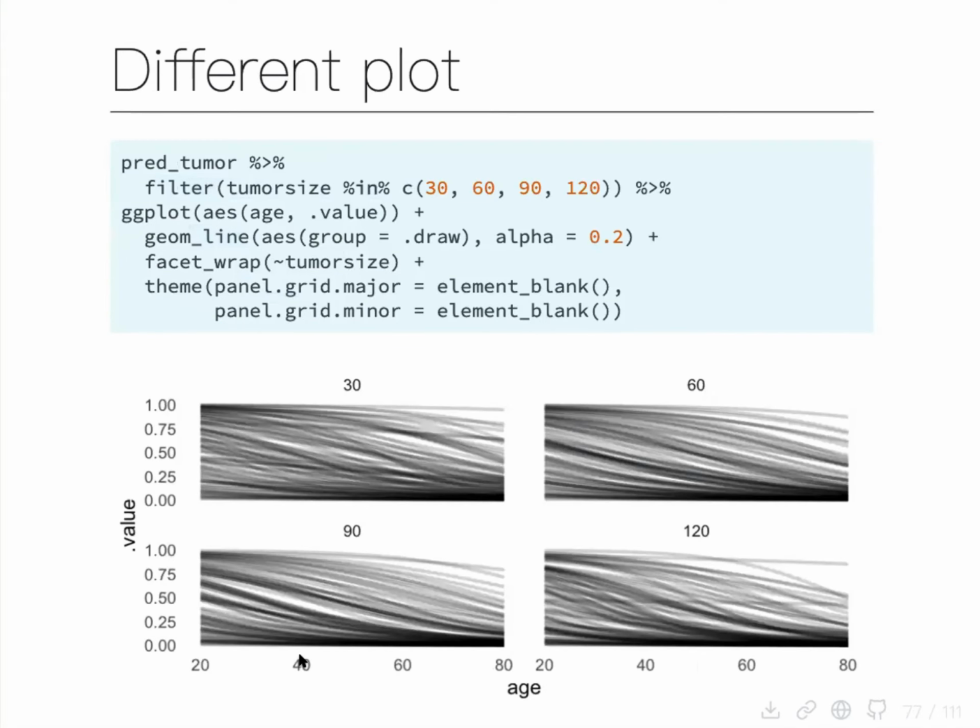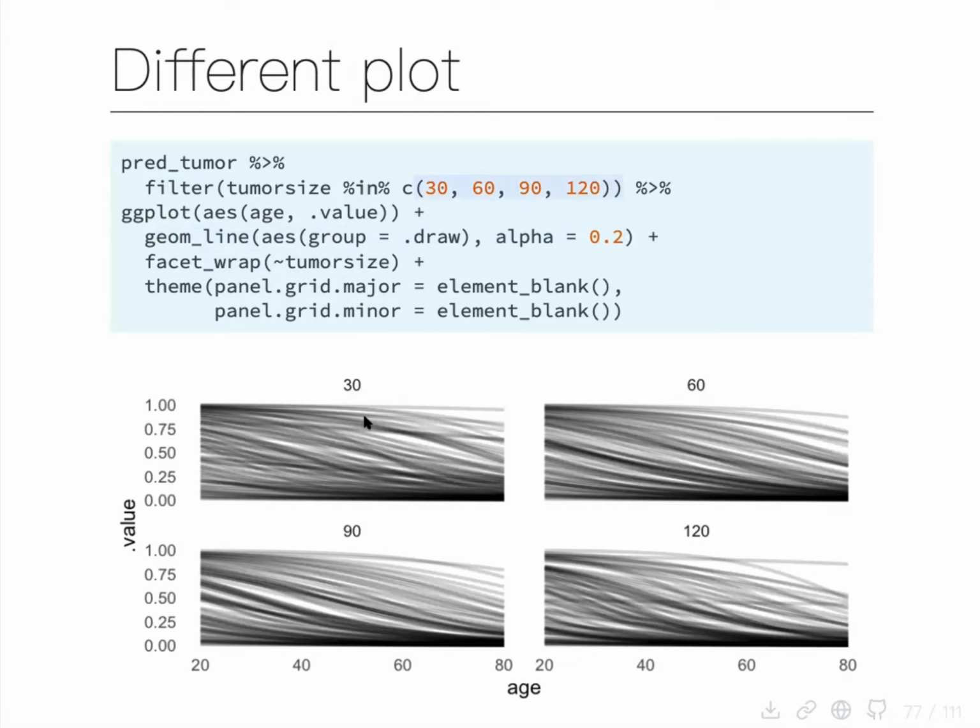Okay. Here's a slightly different plot. I'm using pred_tumor and I'm saying filter where the tumor size is in 30, 60, 90, or 120. So I'm just pulling 4 values that are sort of evenly spread across there. Then I'm putting age on the x-axis, dot value on the y-axis, and then I'm saying geom_line where the group is equal to .draw. So this is all the lines, okay? And then I'm saying alpha is equal to 0.2, so it's 80% transparent. And then facet_wrap by these levels of the tumor size.